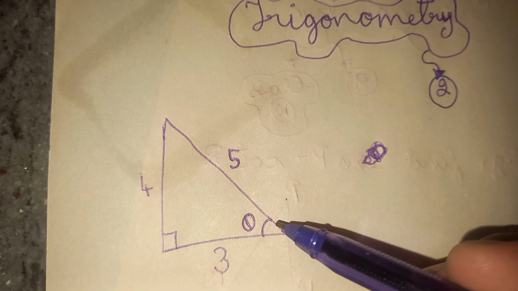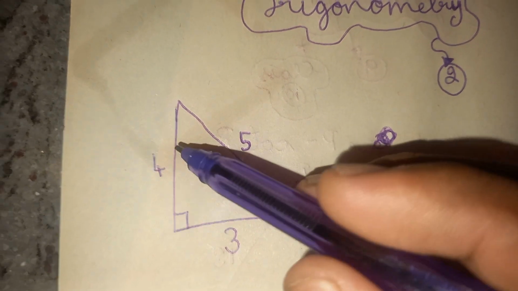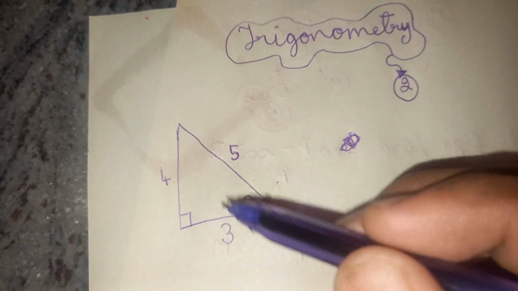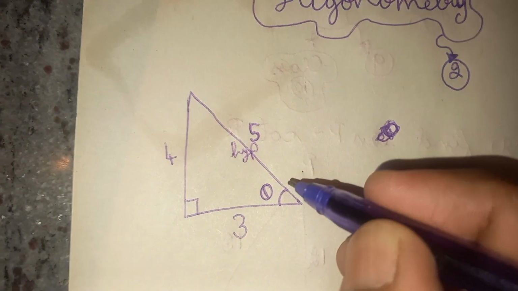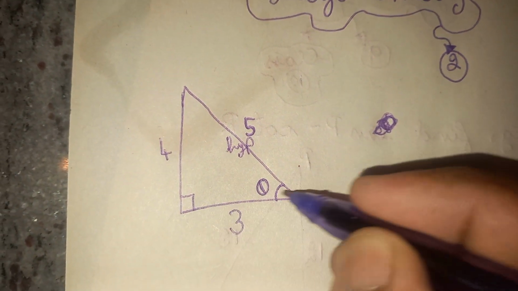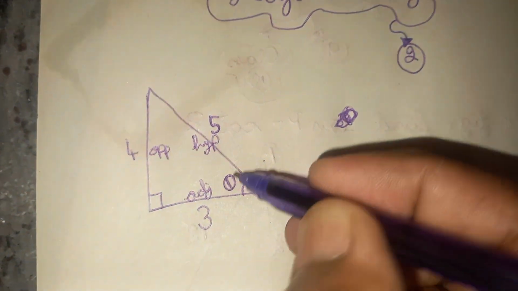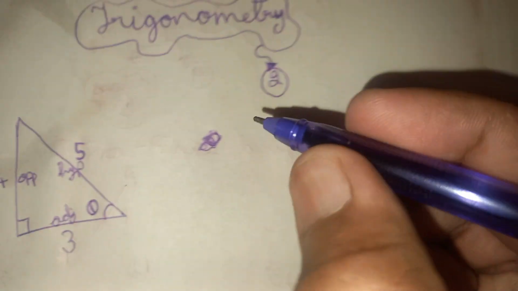To find the first ratios, you must first identify which sides are known as opposite, adjacent and hypotenuse. This one is always the hypotenuse, the bigger one, opposite to the right angle. The side joining theta is known as the adjacent side, and the side which is opposite to theta is the opposite. Joining one is adjacent, and opposite is the opposite one.